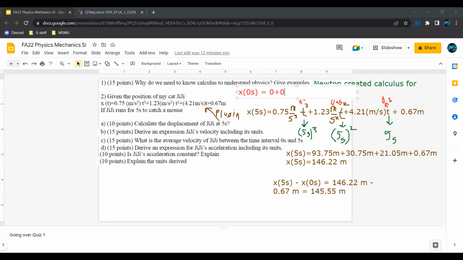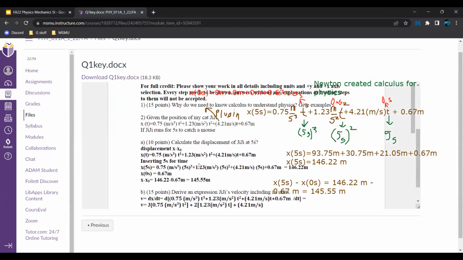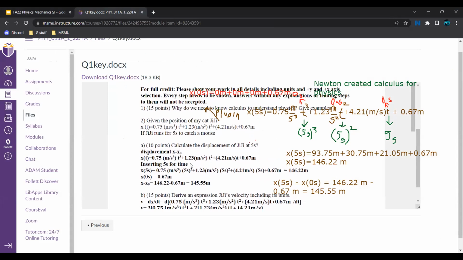0 plus 0 plus, these should be meters. I should include the meters in there. I believe that's it. Because you plugged in t for 0 and all of those. And that leaves you with 145 meters, which should be the same as the key now. Yeah. Nice.